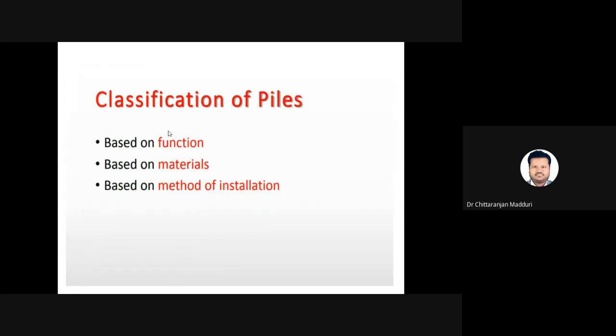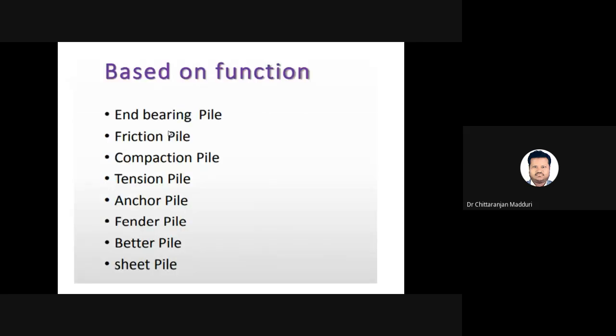The classification of piles. Piles are classified into three types: based on function, based on materials, and based on method of installation. Based on function, we have end bearing pile, friction pile, both end bearing and friction pile, compaction pile, tension pile, anchor pile, fender pile, batter pile, and sheet pile. For every pile, there is a function, and it can fulfill an objective. So based on the function or objective, piles are classified like this.